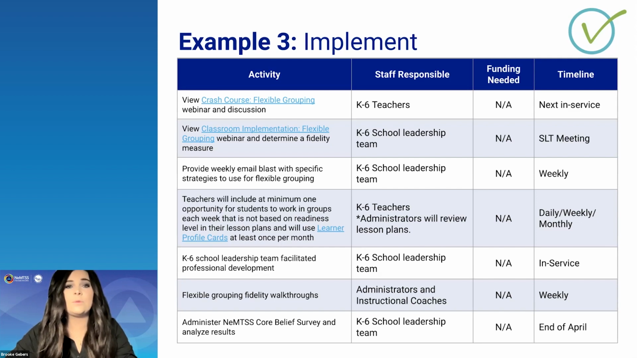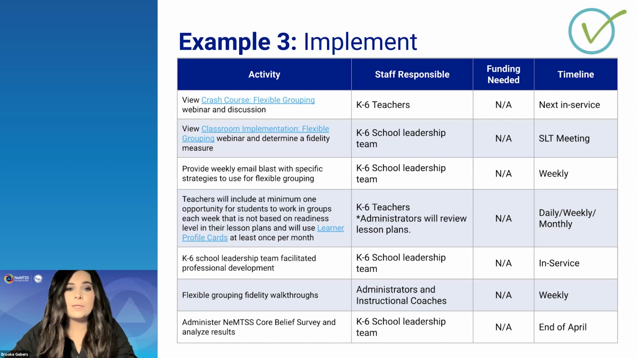The team would also like to provide weekly email blasts with various flexible grouping strategies and ideas for teachers to try and use to strengthen their Tier 1 core practices. The expectation is also that teachers will include at minimum one opportunity for students to work in groups that are not based on readiness level per week. Beyond that, teachers are expected to use the learner profile cards at least once per month to determine student groupings.